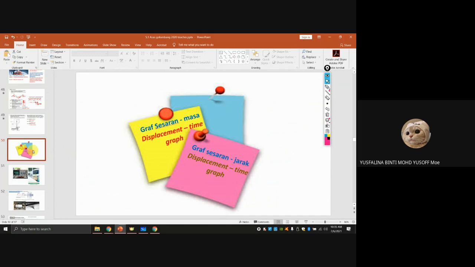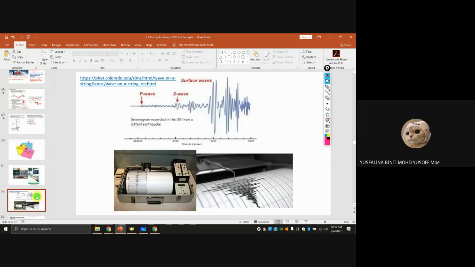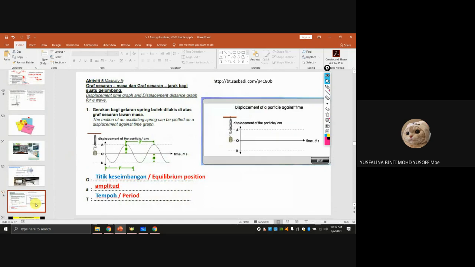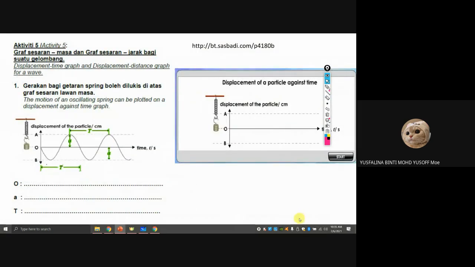Okay, in the wave there are two types of graph. There is a displacement time graph, and also another one is a displacement distance graph. So for each graph, there's a few pieces of information that you can get from the graph. So let's see the first one. Let's see the video first. Click on the Start button.